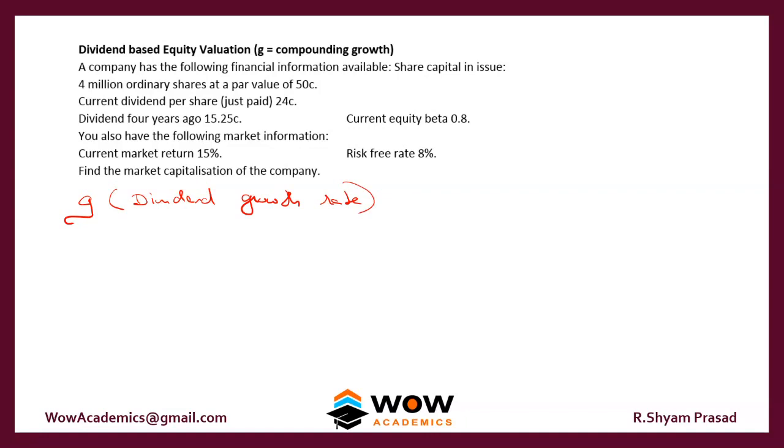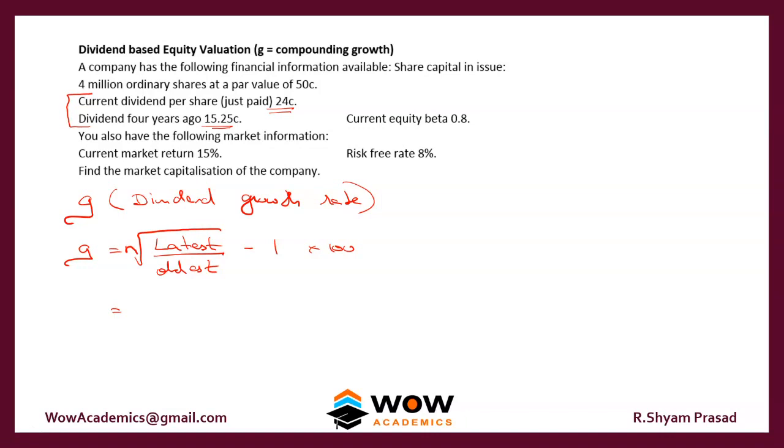See, the key is in these numbers. They are giving you the value of dividend today and the value of dividend 4 years ago. That means they are asking you to find the G through the compounded growth rate method. So the latest number divided by the oldest number, to the power of 1/n, minus 1, and into 100. This is how we have to find it.